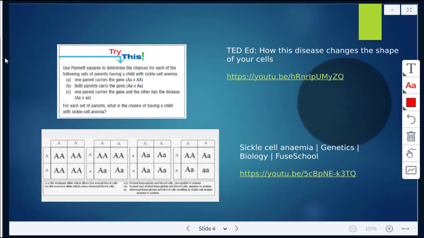There's a couple of videos here on how disease changes the shape of cells. It's on sickle cell anemia, as well as this one here. It's also on sickle cell anemia.